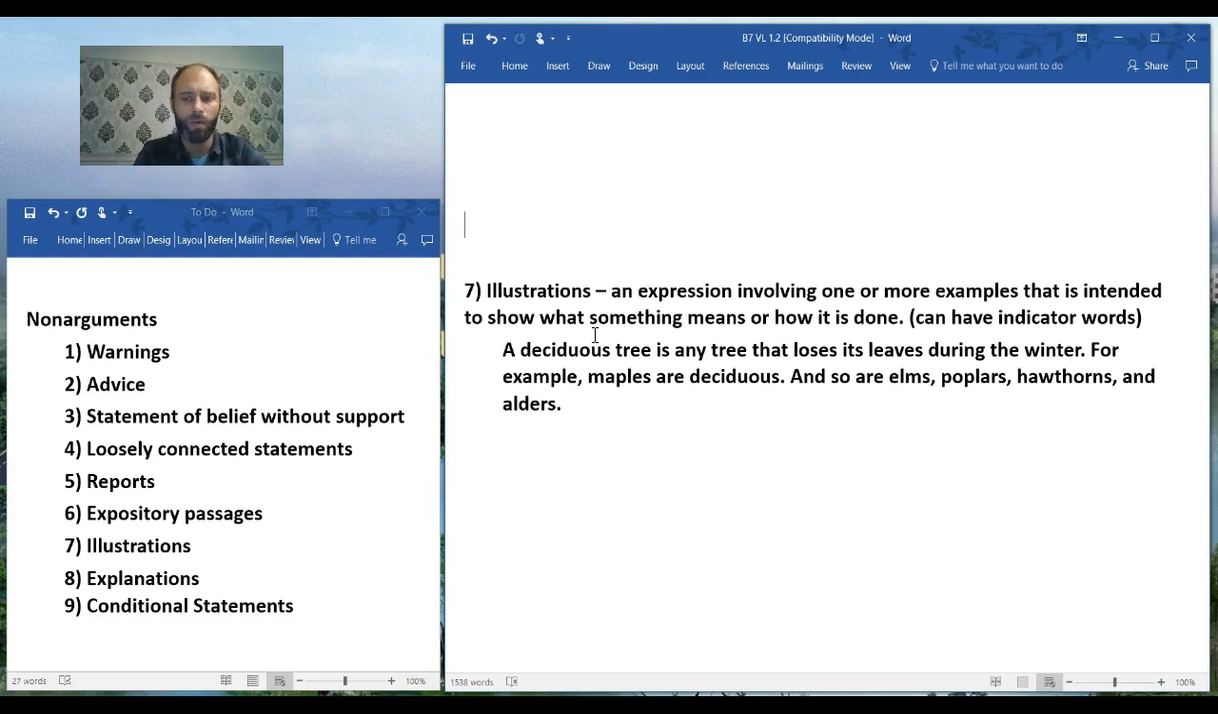But that's not what the rest of the passage does. The rest of the passage just gives us examples of different kinds of deciduous trees. So maples, elms, poplars, hawthorns, and alders. The fact that those are all deciduous trees doesn't give us evidence that a deciduous tree is any tree that loses its leaves during the winter. It just gives us examples. It illustrates, points to examples of deciduous trees. So illustrations look for examples. If you see four examples, strongly suspect that what you're looking at is an illustration.